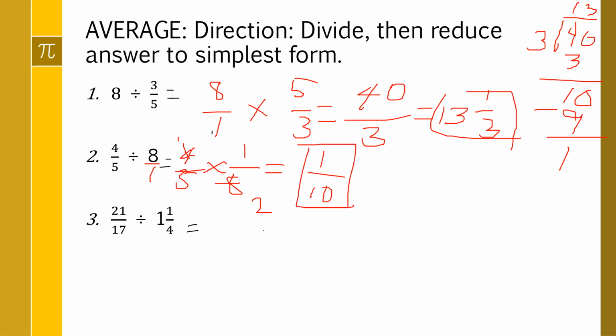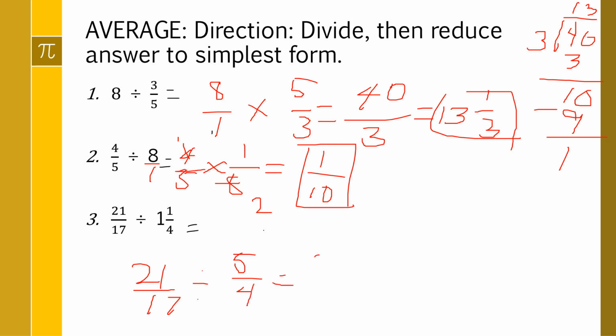Get it? Okay, next. Let's have 21 over 17 divided by. So we need to change first to improper. So 4 times 1 is 4 plus 1 is 5. That's 5 over 4.